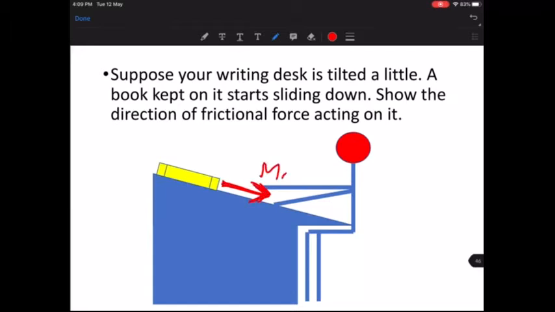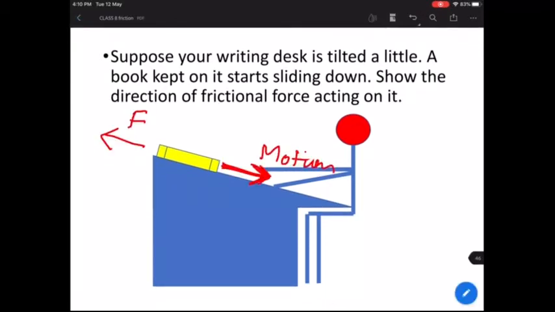So this is the motion of the book. In which direction will the friction act? The friction will act in the opposite direction. So you have to mark the direction of the friction force. This is the direction of the friction force. Whichever direction the book is sliding down, the opposite direction will be your friction force. So you have to draw this diagram and mark the friction force. Okay, was it easy? Yeah.